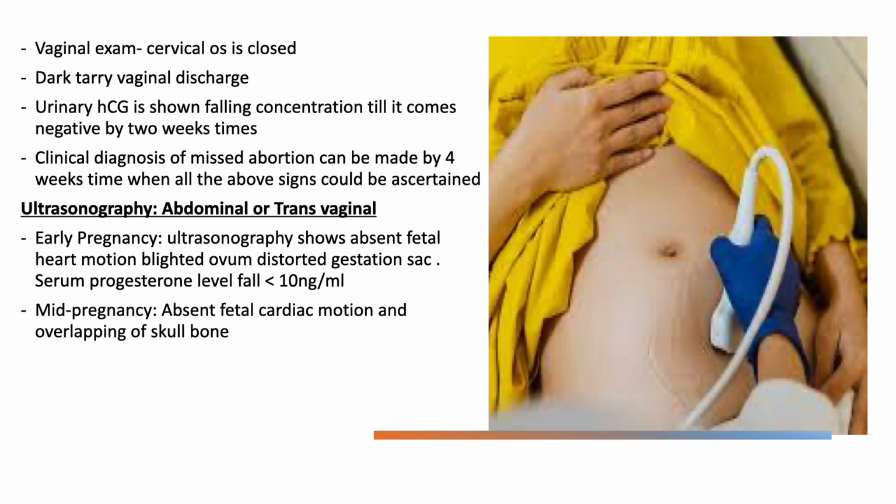Ultrasonography, that is abdominal or transvaginal. In early pregnancy, ultrasonography shows absent fetal heart motion, blighted ovum, distorted gestational sac. The serum progesterone level falls, that is less than 10 nanogram per ml. In mid-pregnancy, you can see absent fetal cardiac motion and overlapping of the skull bone. As the fetus is dead, there is no cardiac motion, of course, and because of the death there may be overlapping of the skull bone. So these are the things you can see under the clinical features in case of missed abortion.